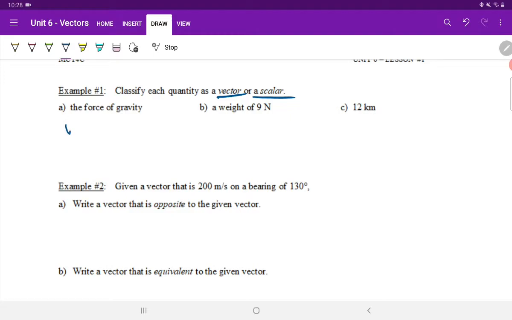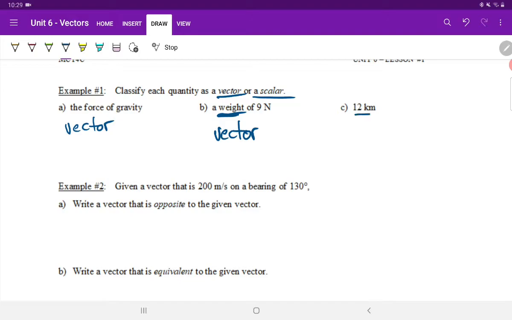Force of gravity is a vector. Any sort of force is going to be a vector because it has to have direction. Gravity, we know, acts downwards, right? So it's a force that's acting downwards, which means it has direction. A weight of 9 newtons, I did tell you that weight is a vector, whereas mass is a scalar. Okay, so a weight of 9 newtons, now that weight needs to be acting in some sort of direction, right? Usually down, right? So my body weight would be acting downwards, pushing down on the ground that I'm standing on, okay?